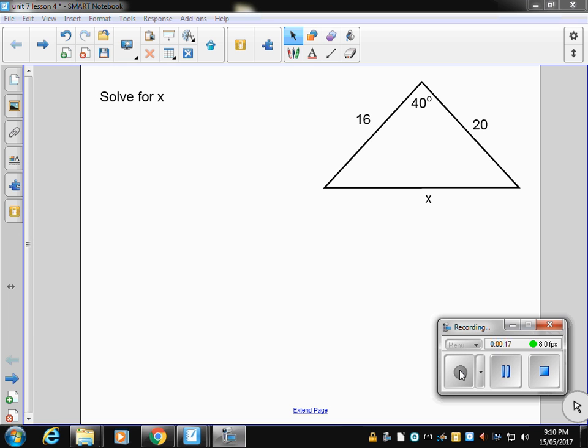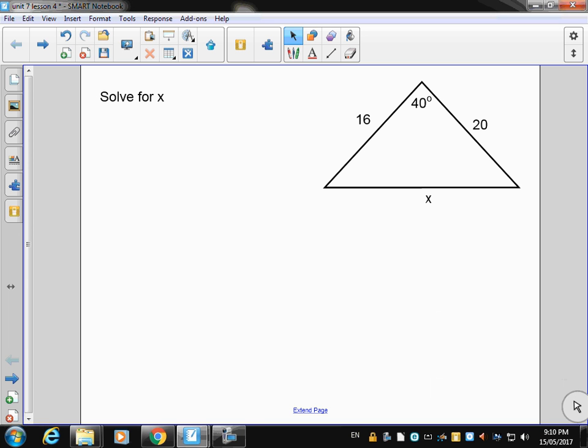Second thought is, can I use sine law? And I would need an angle and side pair across from each other that are complete. I don't have that in this triangle. This angle is the only one that I have, and the side across from it I don't have a number for. So I can't use sine law for this one. So I'm a little bit stuck.